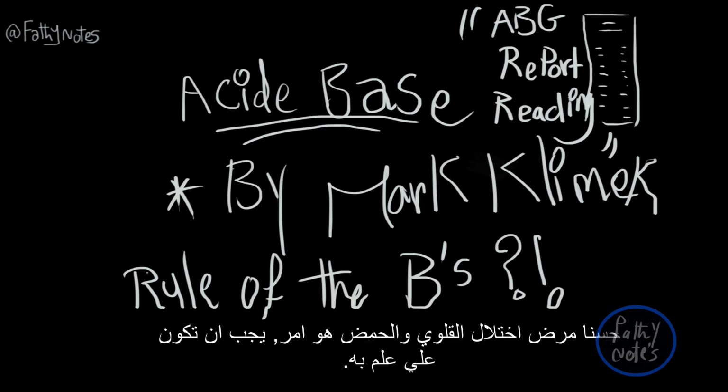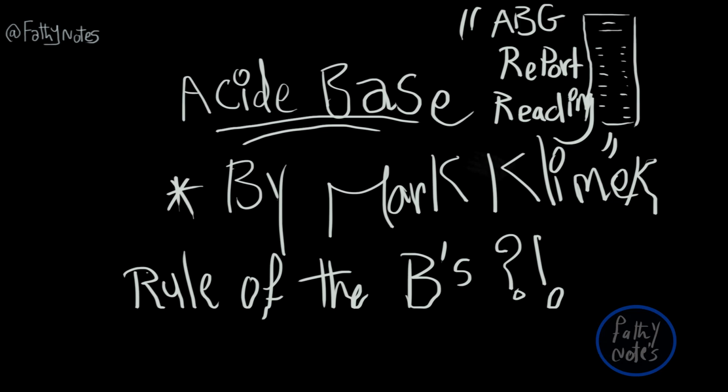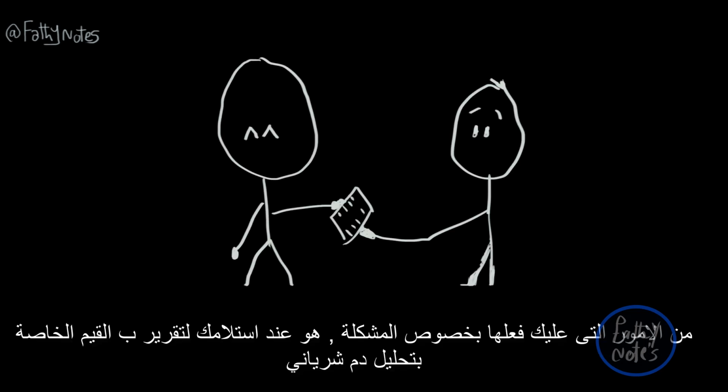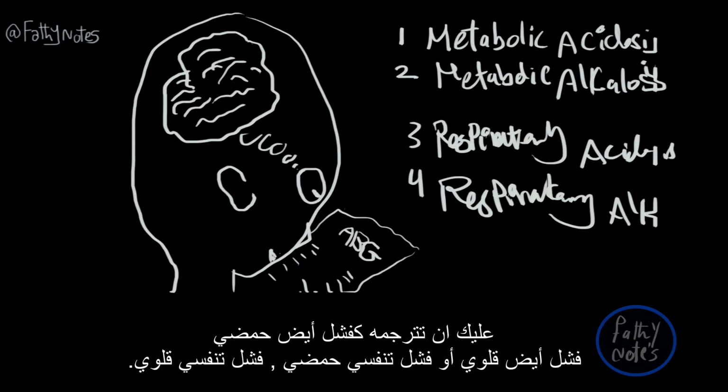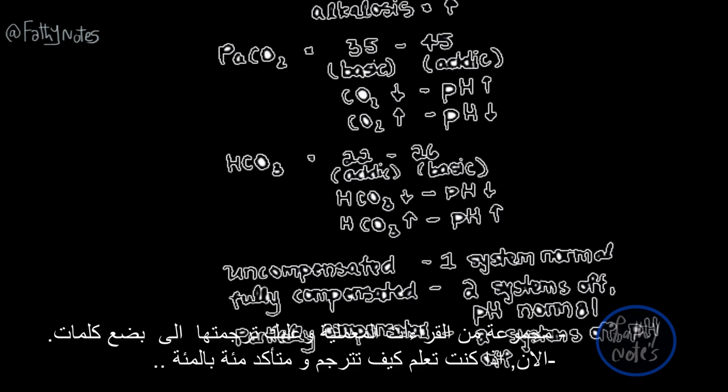Okay, acid base is something you do have to know about. If you do not know acid base, you are in trouble because everybody else knows about acid base. Okay? So one thing you have to do in acid base is if they give you an arterial blood gas value report, you have to interpret it as metabolic acidosis, metabolic alkalosis, respiratory acidosis, respiratory alkalosis. So if they give you lab values, you have to convert it to words. Now, if you know how to do that, you're 100% accurate.